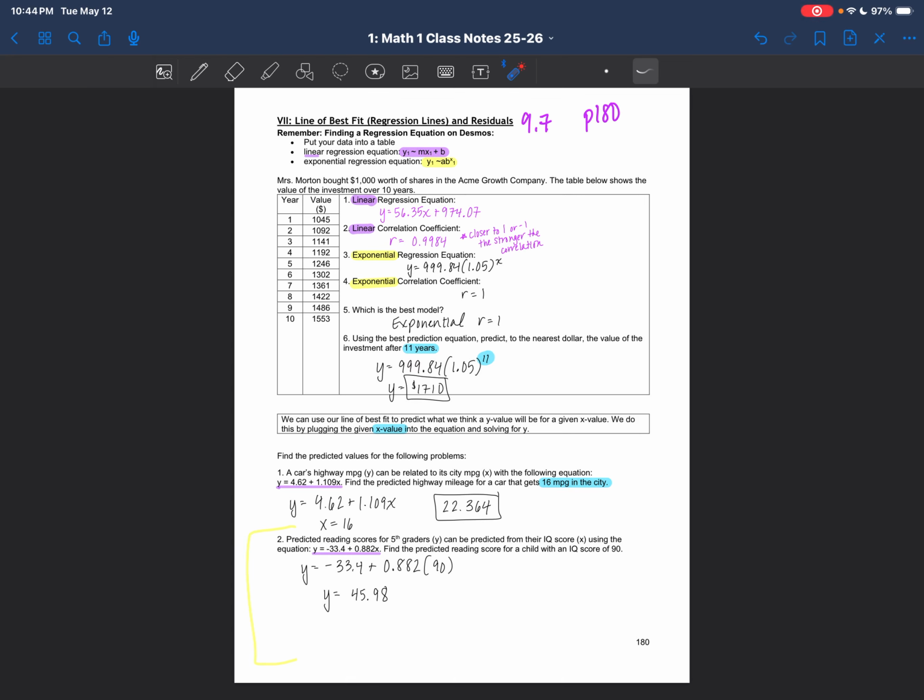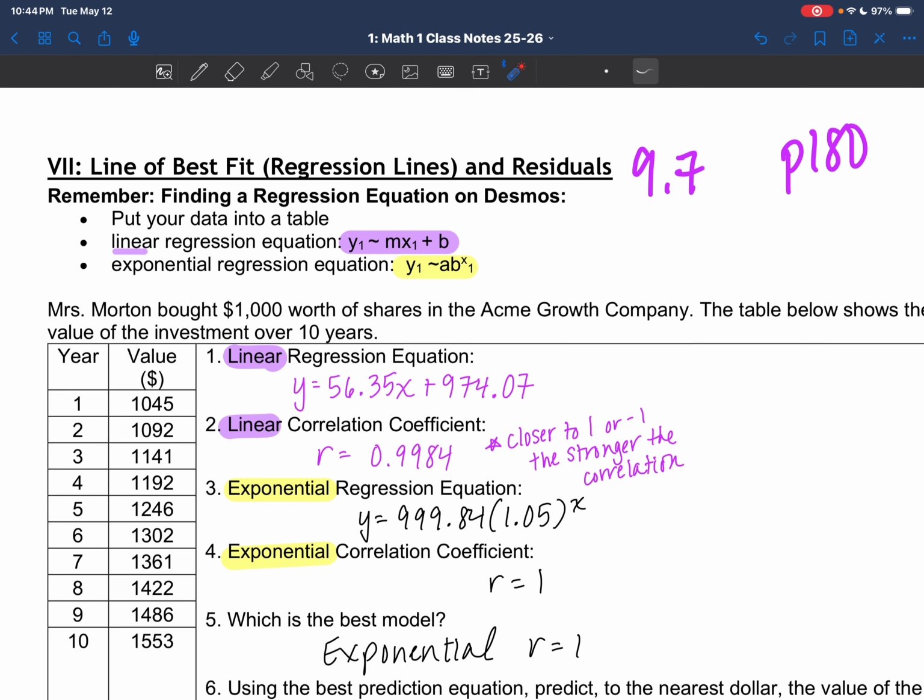All right, today what we're going to talk about is we're going to review the line of best fit, which is your regression line, and then we're going to introduce residuals. So on Desmos, that's what I'll be showing you today. What you want to do is put the data into a table, and then before we used to have to enter in this formula for linear regression or this formula for exponential regression, but now they have a little drop-down menu for you, and we'll talk about that in a second.